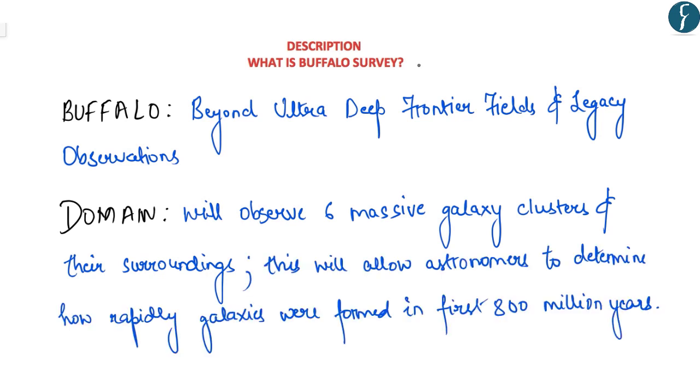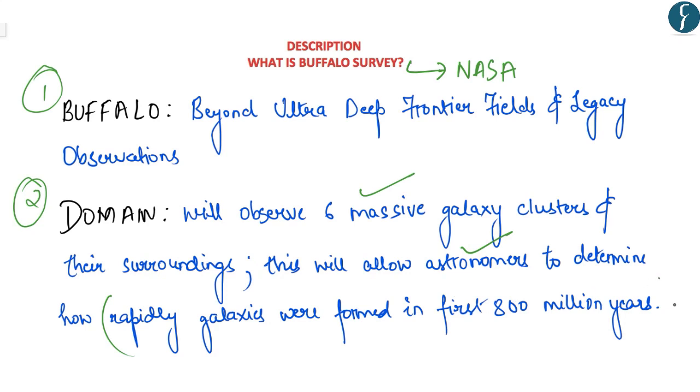Another important thing we need to remember is that this mission is coordinated by NASA. Therefore, we need to remember 3 important things about Buffalo. Number 1, its full form. Secondly, that it aims to observe 6 massive galaxy clusters, as this will allow astronomers to determine how rapidly galaxies were formed in the first 800 million years after the Big Bang. And lastly, this mission is coordinated by NASA. And this ends the description for this news.